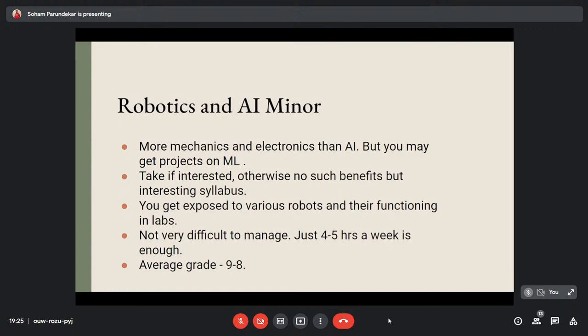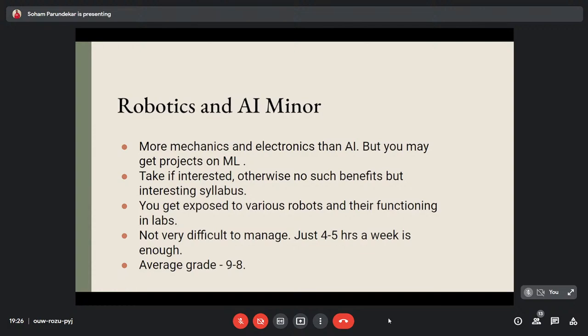So that becomes really interesting. And this minor is not very difficult to manage. Even if you devote 4 to 5 hours a week, that is more than enough. And majorly, if you attend the labs, then you cover a lot of theory too. So from the labs, you gain a lot of knowledge there itself.